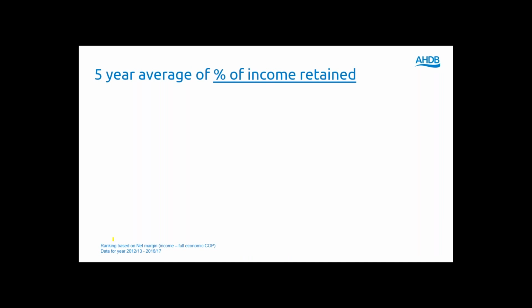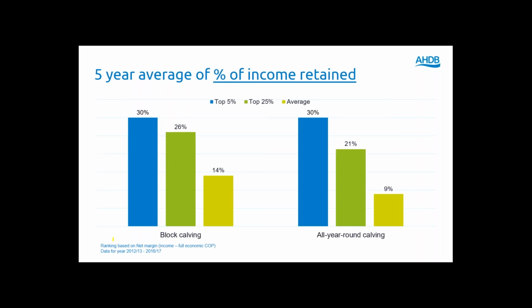And again, if we look at our figures from the last 5 years average, we can see some very stark differences between the average and the top performers. So those top guys will be getting around 30% of their income being retained, and there's a few in there that are getting higher than that. But on average, for that top quartile, top 25%, they're retaining almost a quarter of their income after taking off those costs. So again, hopefully quite a clear argument of why income retained is an important KPI.